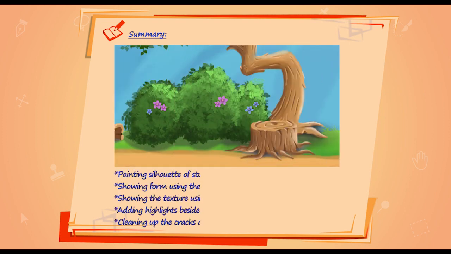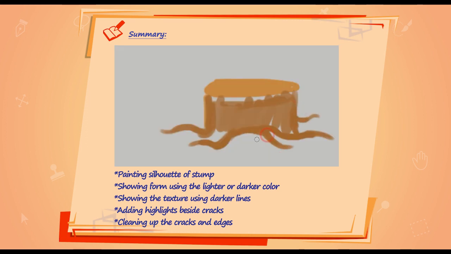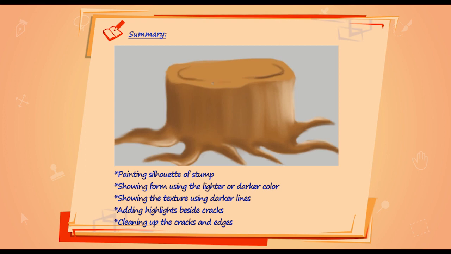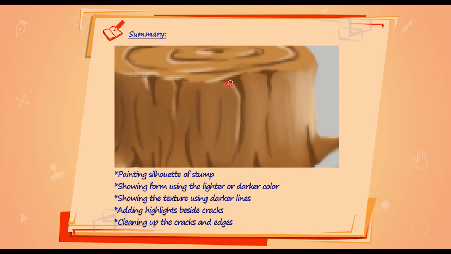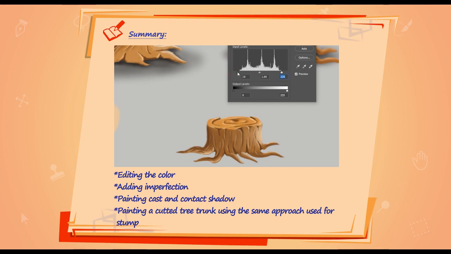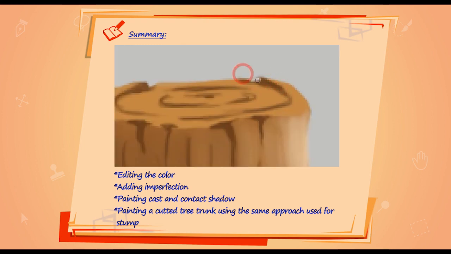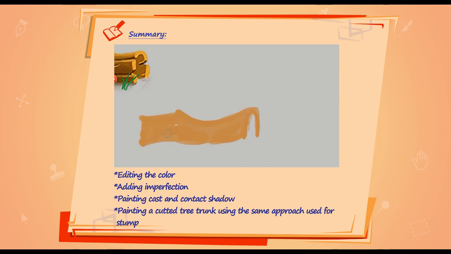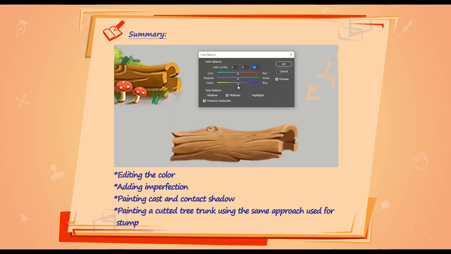In this video, I want to teach you how to paint a stump. We talk about painting the silhouette of the stump, showing form using lighter or darker color, showing the texture using darker lines, adding highlights beside cracks, cleaning up the cracks and edges, editing the color, adding imperfection, painting cast and contact shadow, painting a cut tree trunk using the same approach used for painting the stump.